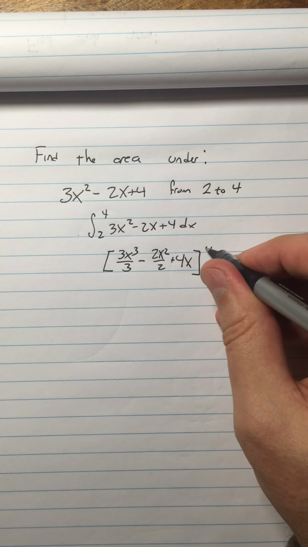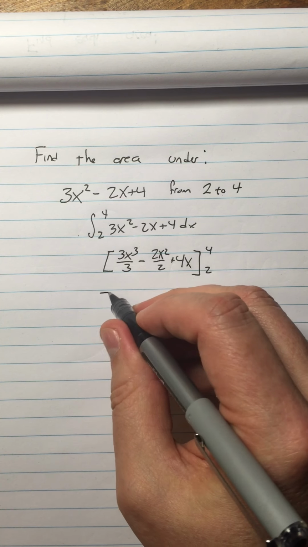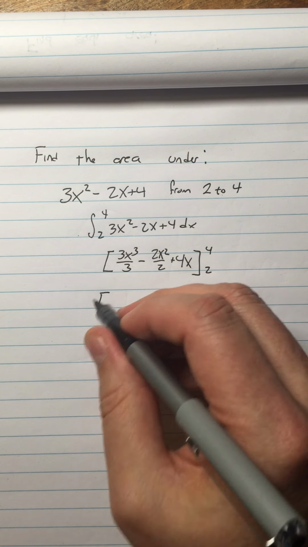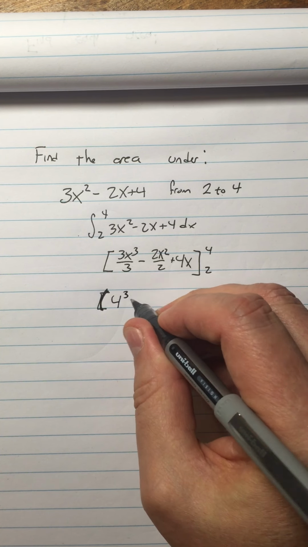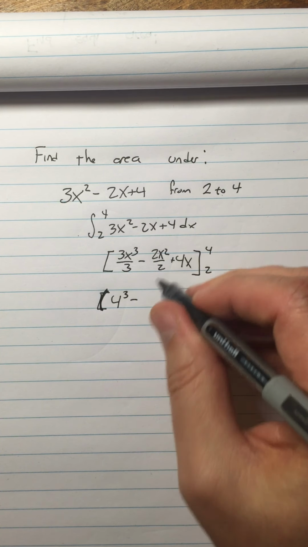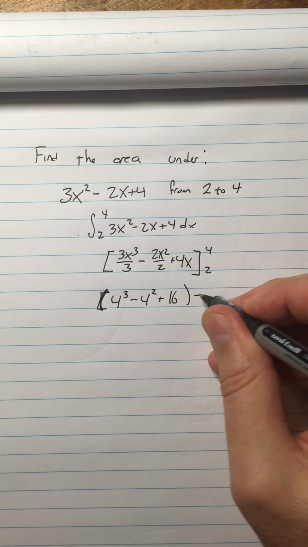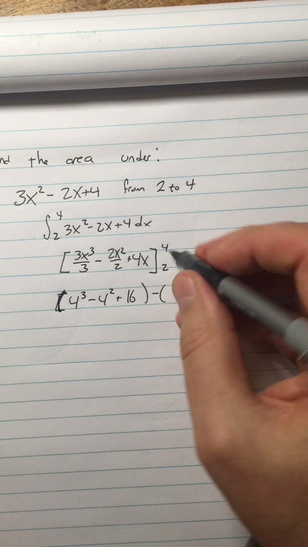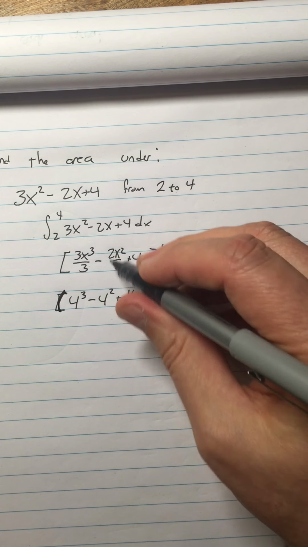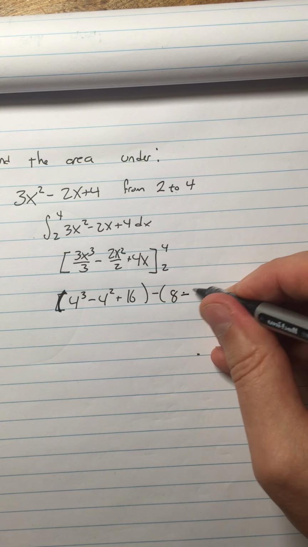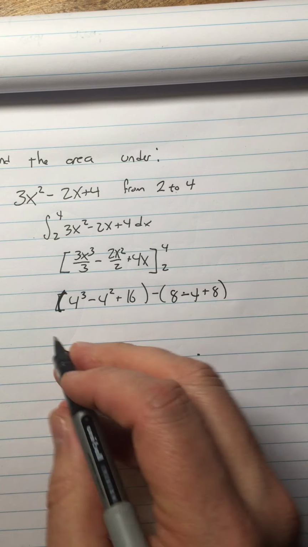Then I'm evaluating that from 2 to 4. This one's going to be a little bit more work. I can at least cancel the 3's here. So I'm going to have 4 cubed minus, cancel these 2's, 4 squared, and then plus 4 times 4, which is 16. And then I go minus. Plug in the 2, cancel the 3's and I get 8, cancel the 2's and I get 4, minus 4, and then 4 times 2 is 8, so plus 8, and that's it.